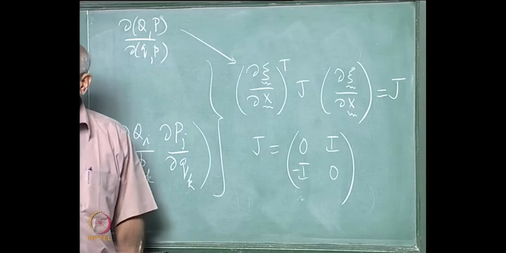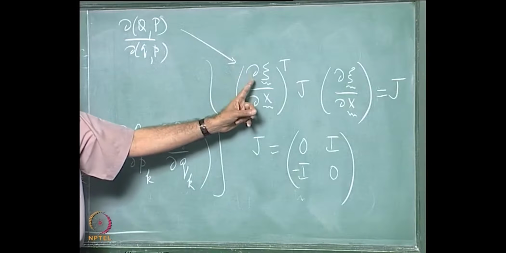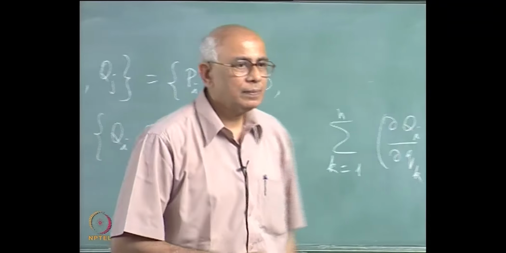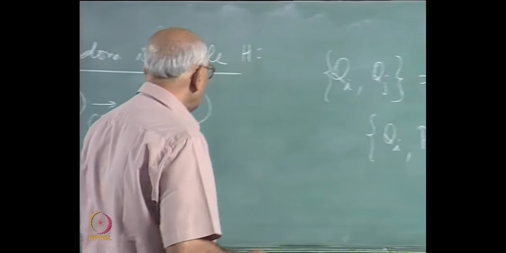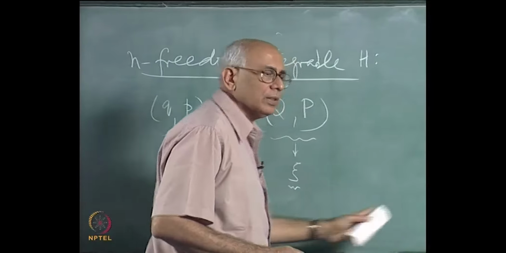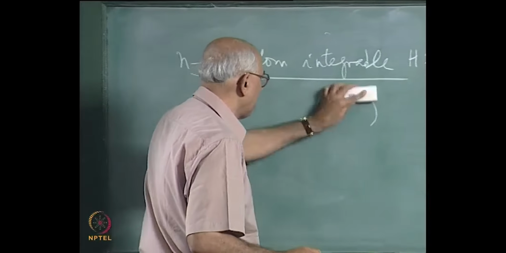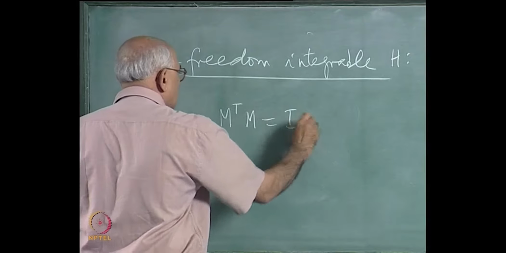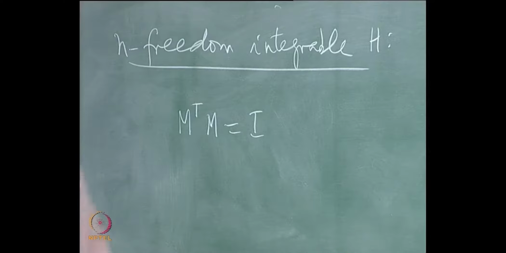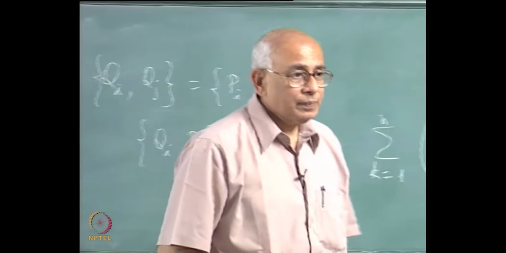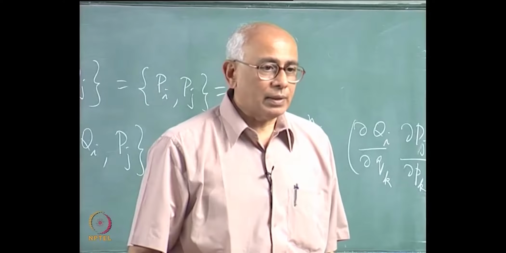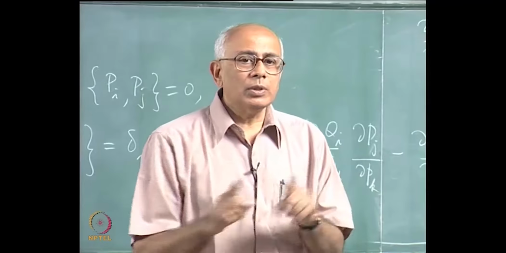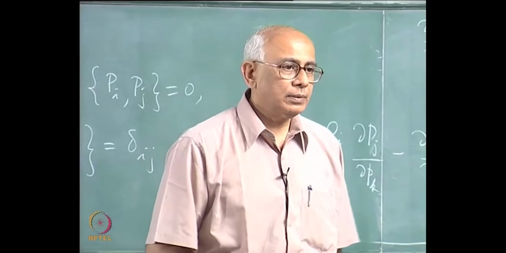What would you call a matrix such that its transpose times the matrix itself is equal to the unit matrix? What do you call a matrix which obeys this condition? Matrix transpose times the matrix, square matrix, equal to I itself. Well, if it is real, then it is an orthogonal matrix. This is the definition of an orthogonal matrix. The inverse of the matrix is equal to its transpose, that is an orthogonal matrix.